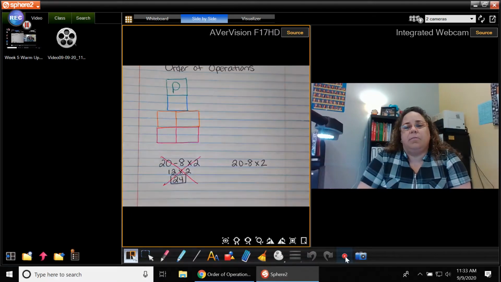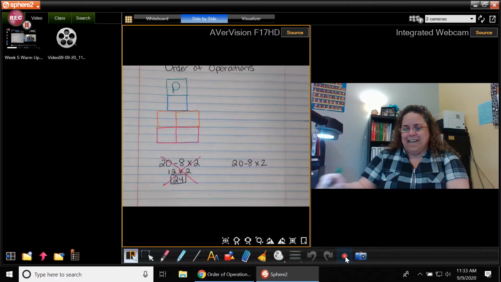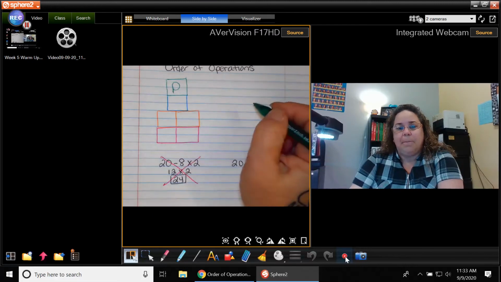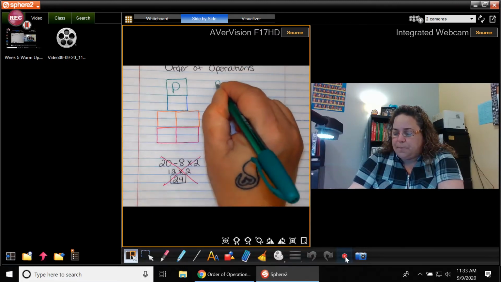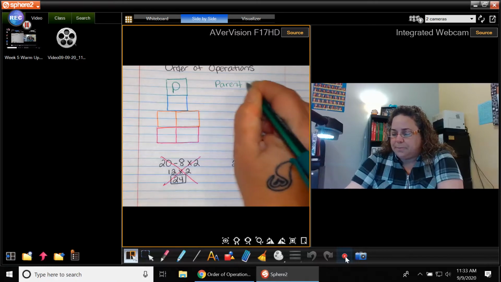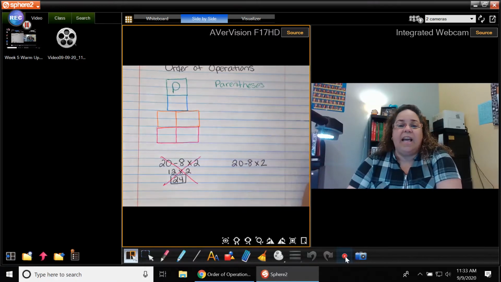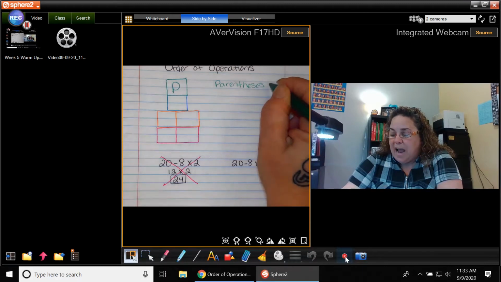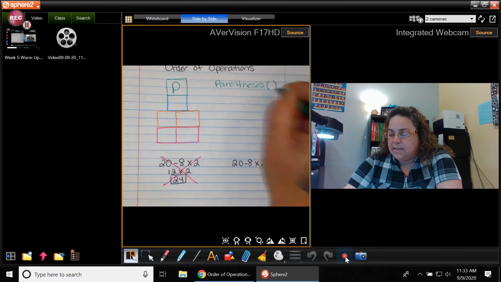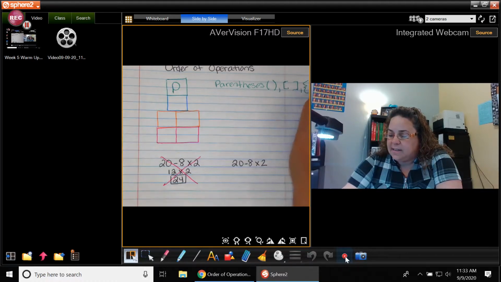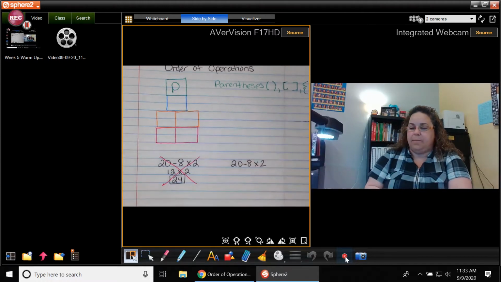I call this my order of operations pyramid, but it's not quite pyramid shaped, but we'll just go with it. Okay, so my top box, my P, is for parentheses. And that can also be brackets. So these are parentheses. It could also be brackets, and it could also be braces. Okay? They're all the same.